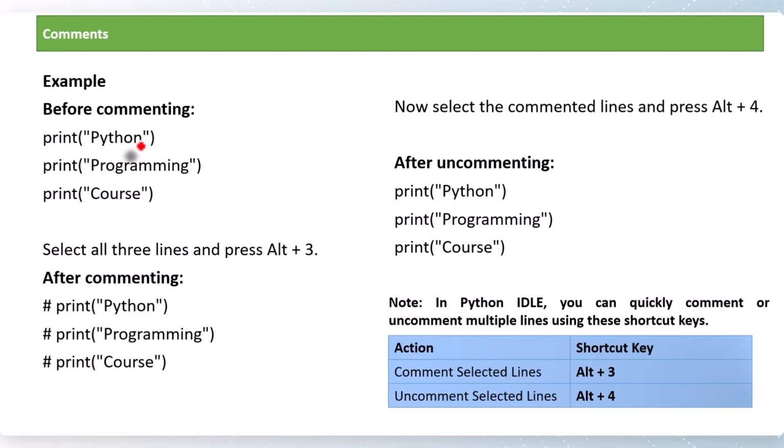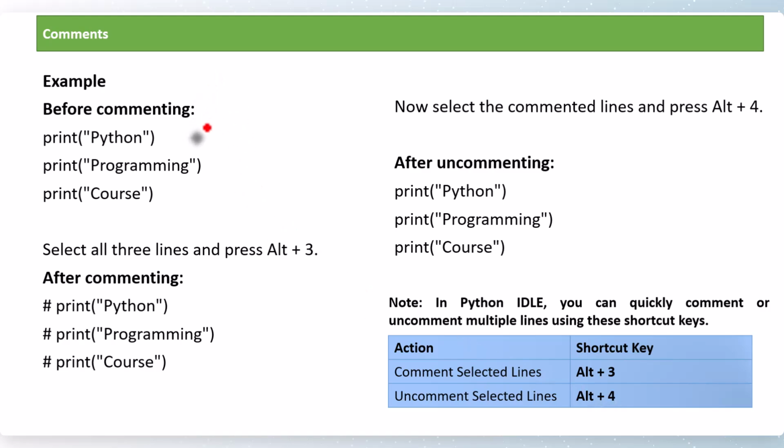Now, you can even comment multiple lines at the same time. Normally, if you want to comment, you have to prefix a hash symbol at every line. You need to add it. But ideally, there is a shortcut. You can quickly comment multiple lines using shortcut keys. For commenting, you can use Alt plus 3. For uncommenting, you can use Alt plus 4.